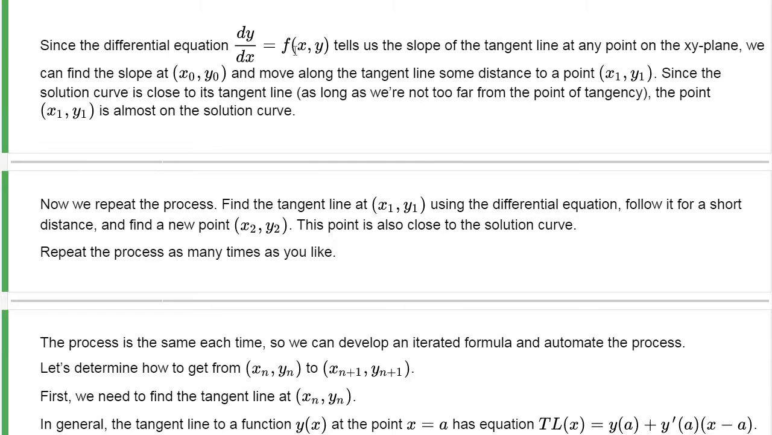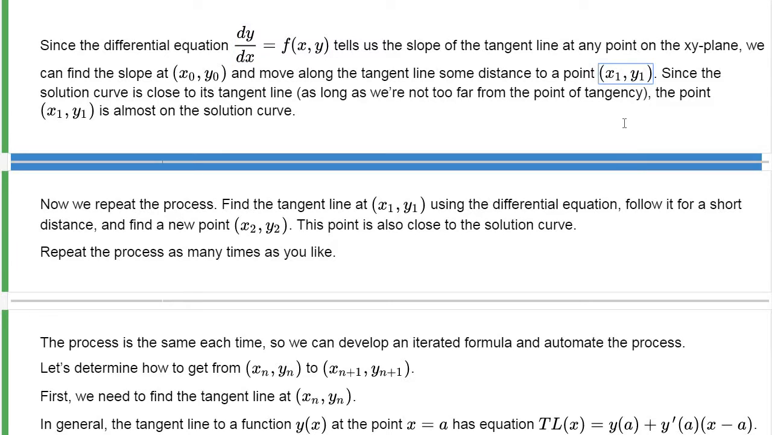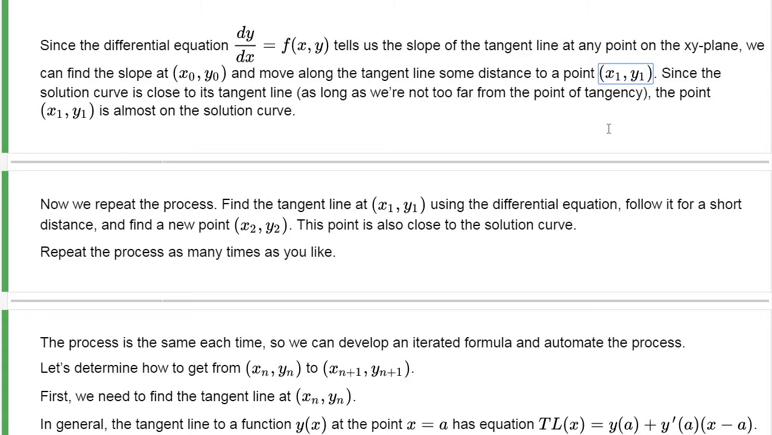It's based on the idea that this differential equation gives us the slope of the tangent line at any point, or the slope of the curve at any point in the plane. So starting at this initial given point, x0, y0, we're going to follow the tangent line that's given with this slope from the differential equation. We'll follow that tangent line some fixed distance to a point we'll call x1, y1. Since the solution curve is close to the tangent line, the x1, y1 point is almost on the solution curve.